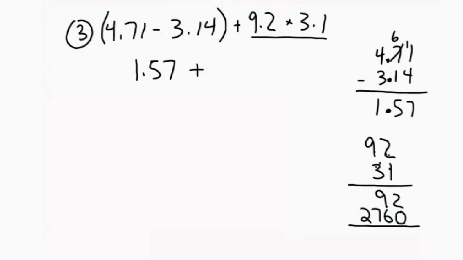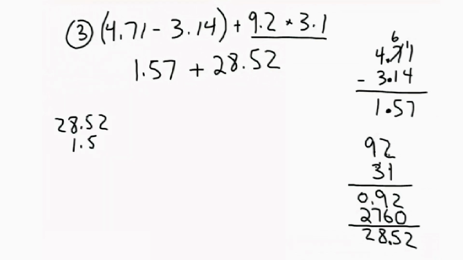3 times 2 is 6, and 3 times 9 is 27. And so now we add. 2. 9 plus 6 is 15. Carry the 1. 7 plus 1 is 8, and 2 plus 0, if we wanted to write it there, is 0. And there were 2 decimals in my question, so there's 2 decimals in my answer, and this is then going to be 28.52.